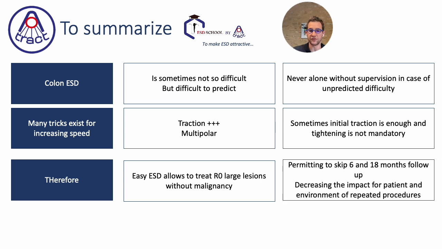It improves a lot the speed, and multipolar traction is better. Sometimes initial traction is enough and we don't have to tighten the device. And therefore, easy ESD allows to treat large lesions with R0 resection without malignancy. It allows to skip 6 and 18 months follow-up. It decreases the impact for the patient, for the environment, and the cost of the global management of the patient.